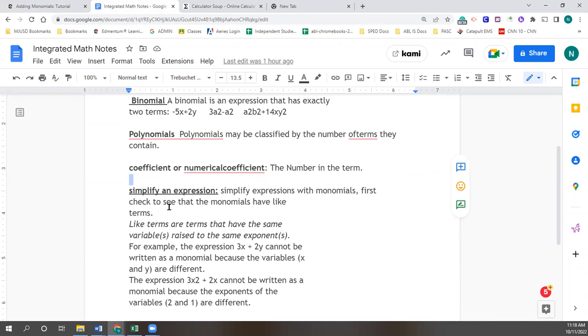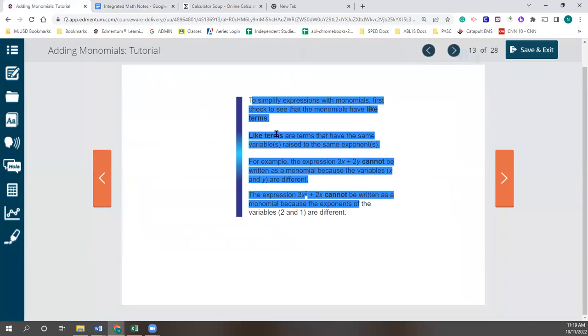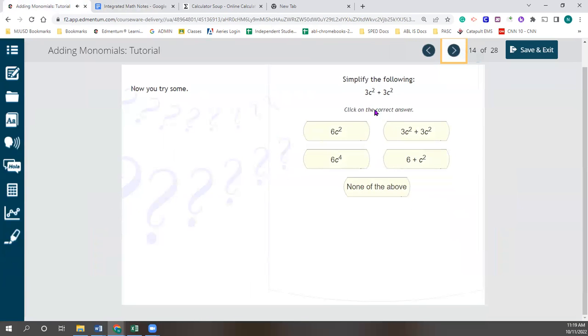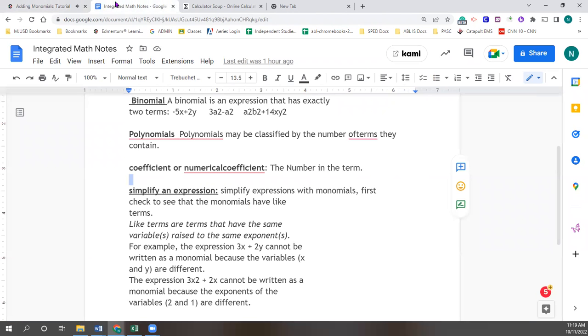So why do I put these in the notes? Because on the test, it might say, simplify this expression. I forget what it means to simplify the expression, and I don't want to get the answer wrong because I'm not understanding the question. So make sure you understand the question and write things down that you do or don't know. Now you try some.